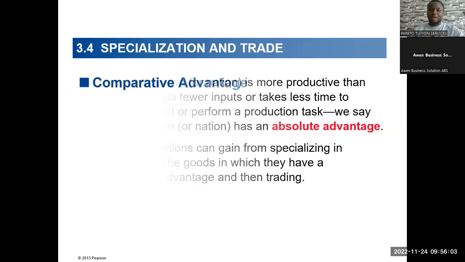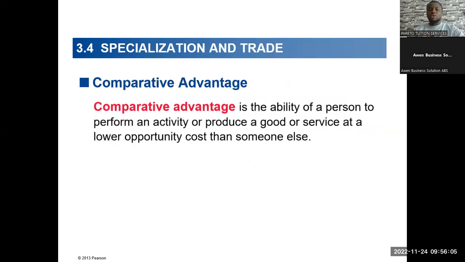Now, remember from our PPF, we saw that when you are producing 2 goods, if you want to produce more of one, you have to sacrifice the other. That is the opportunity cost. So you have a comparative advantage if you are able to produce a good or a service at a lower opportunity cost than someone else. So if we have 2 people engaging in a production process, this person is producing A and B. I'm also producing A and B.